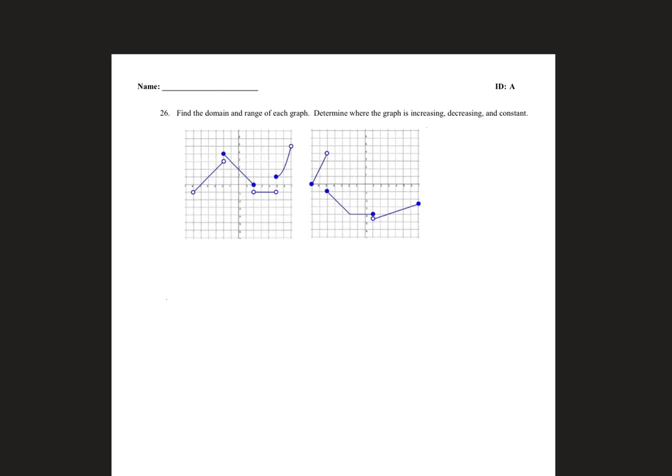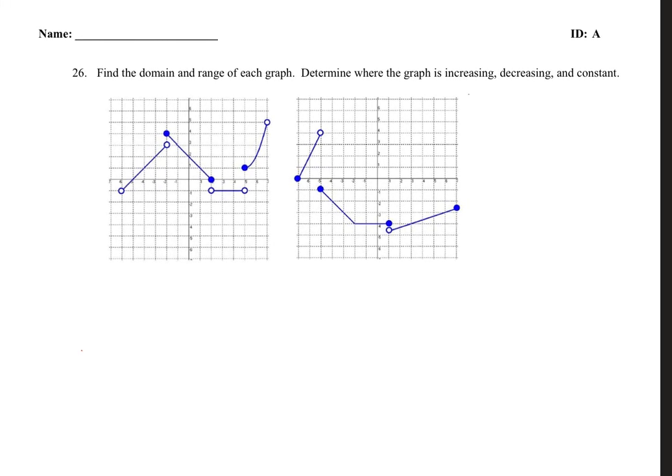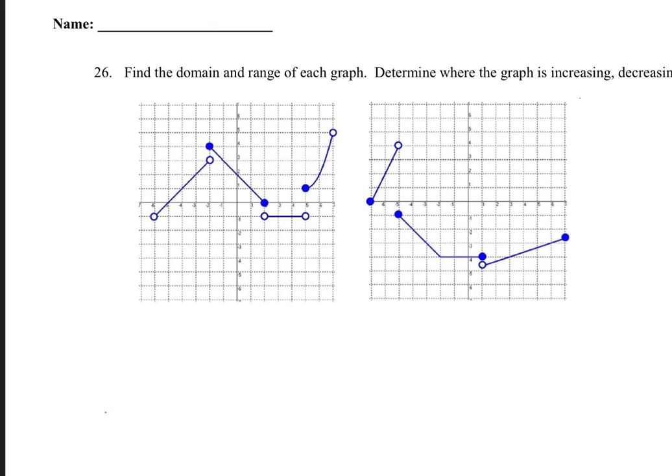Okay, 26 is asking for domain and range, and then determine whether it's increasing, decreasing, or constant. So I'm going to start with the one on the left. Let's just say this is A and B. For A, my domain for this point on the left is here, which is -6, and it's an open dot, so it's a parenthesis. And then there are point values all the way to the end of the graph, which is here, and that x value is 7. It's also an open dot, so it gets parentheses. That's domain.